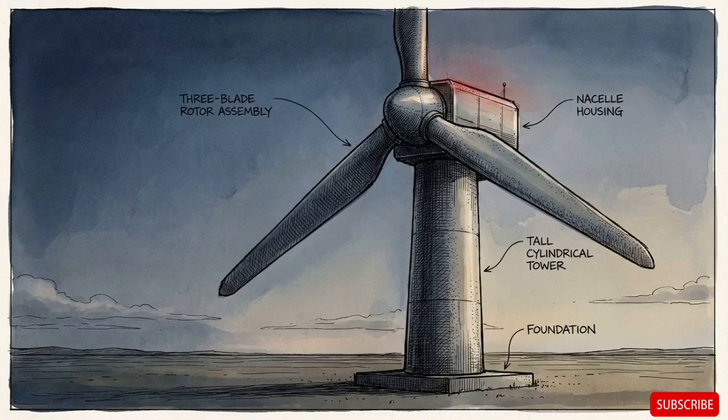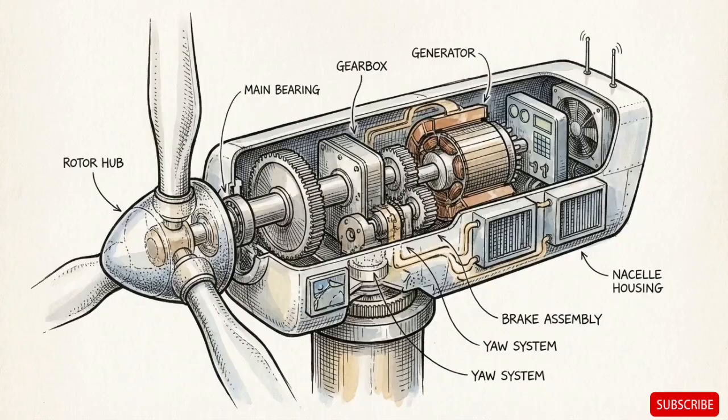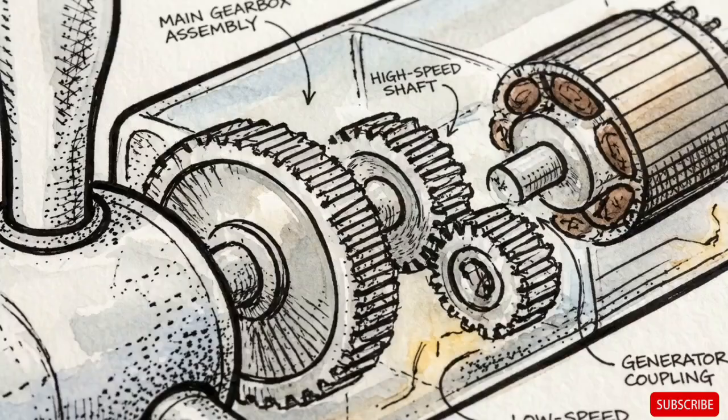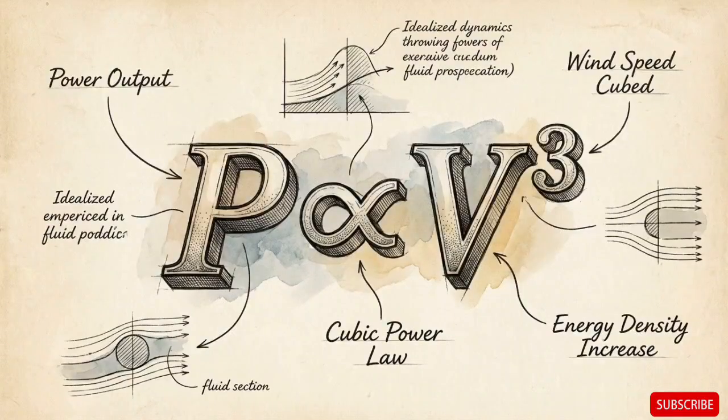Modern utility grids require a much more sophisticated architecture. They rely on a specific machine known as a wind energy conversion system, or WEX. We will build a complete WEX from first principles to understand exactly how it works and how to accurately map its mechanics on paper. First, we must examine the physical relationship that dictates wind power, the cubic power law.